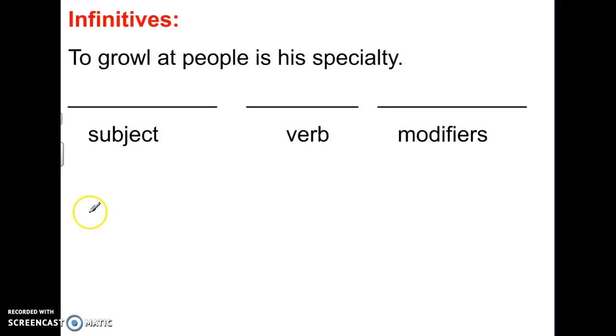Okay, infinitives. Infinitives can also be subjects of sentences. So, for example, to growl at people is his specialty. Yeah, I wrote it right. That's the subject. Is the verb. And here again, there may or may not be a modifier. It depends on how it's being used. Stop this and do sentences 16, 17, and 18.